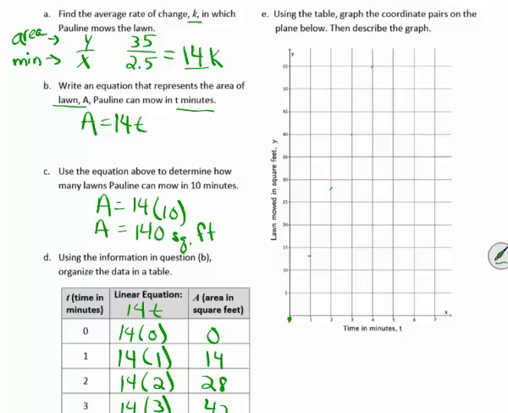And what you should have is this beautiful straight line that's going through the origin, because it's a proportional relationship. All right, and that's all review. We did all of that last year.